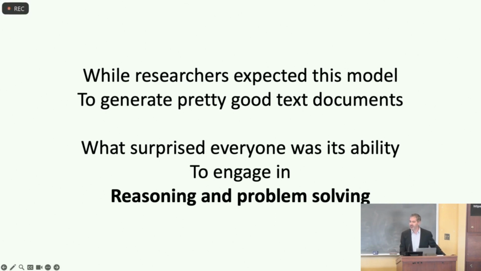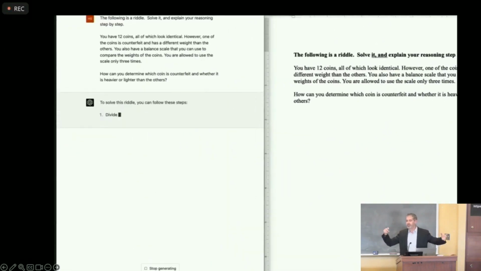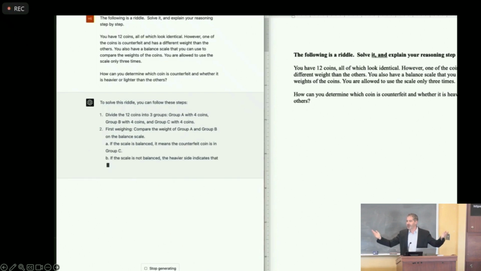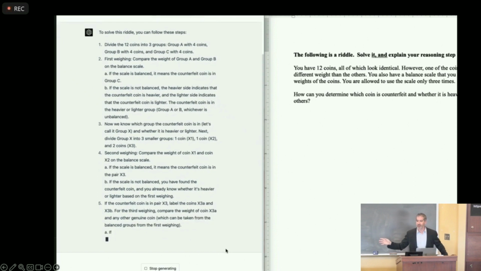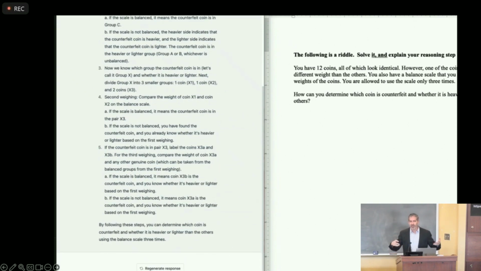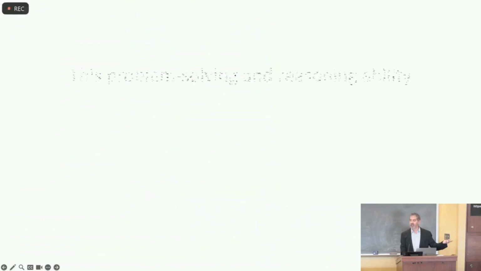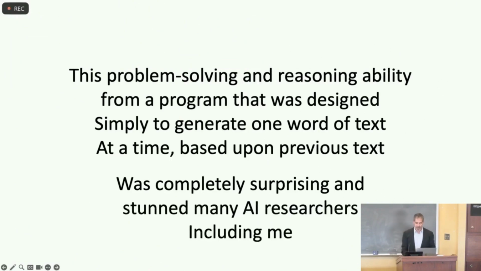So here's a good example of a really hard problem. I couldn't solve it. Something with coins and things of that nature that you might find in a puzzle book. And this thing can solve that, no problem. And that was totally shocking, because it doesn't seem like a system that just predicts one word at a time to generate text could also do problem solving and reasoning. So this kind of shocked everybody. It was not at all expected. It was an emergent property of this model.